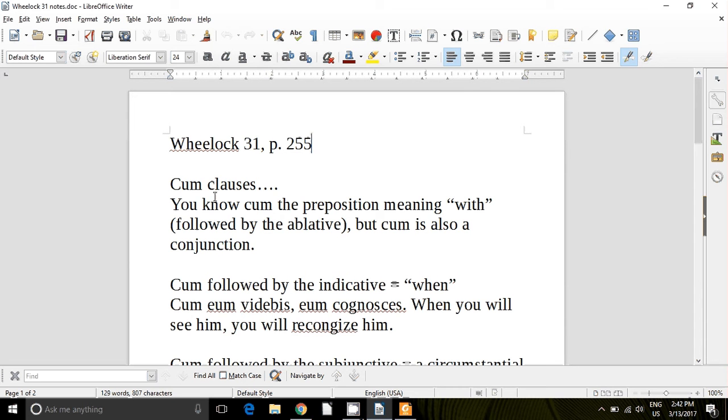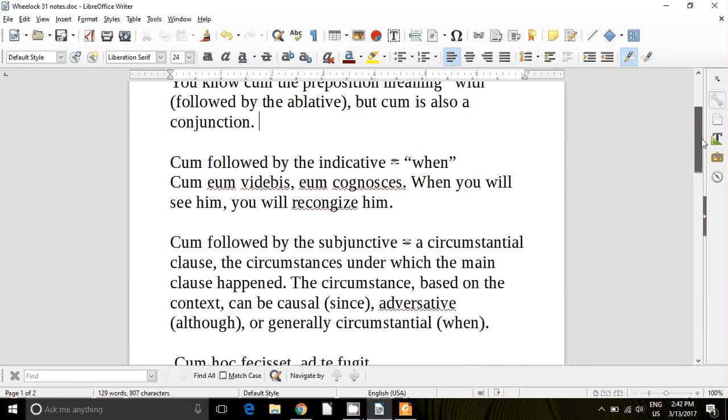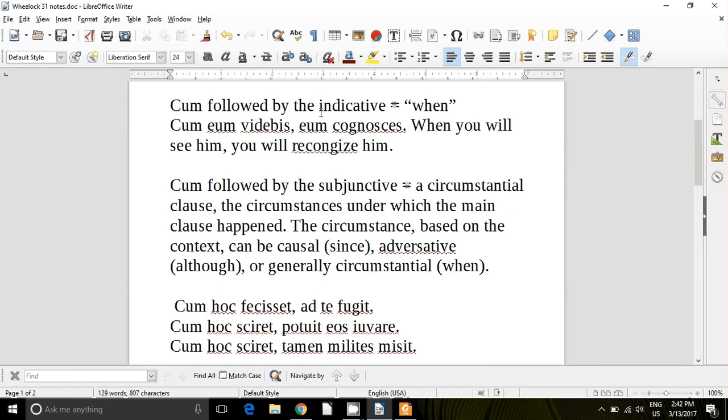So you already know cum is a preposition that means with, and it's followed by the ablative in that case. But it's also used as a conjunction, and conjunctions are words like and, but, when, although, etc. Words that conjoin two parts, two thoughts to make one sentence. So cum, when it's followed by the indicative, just means when.